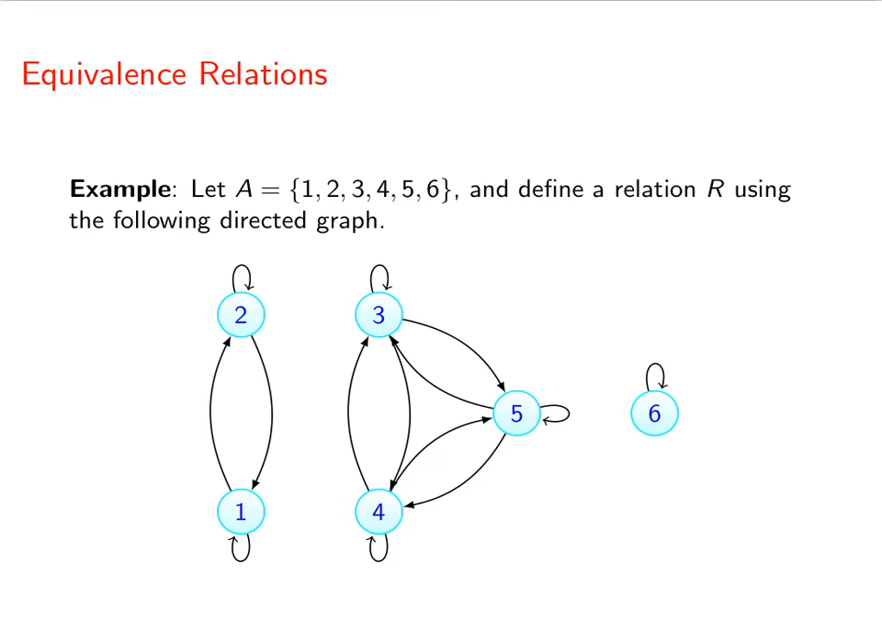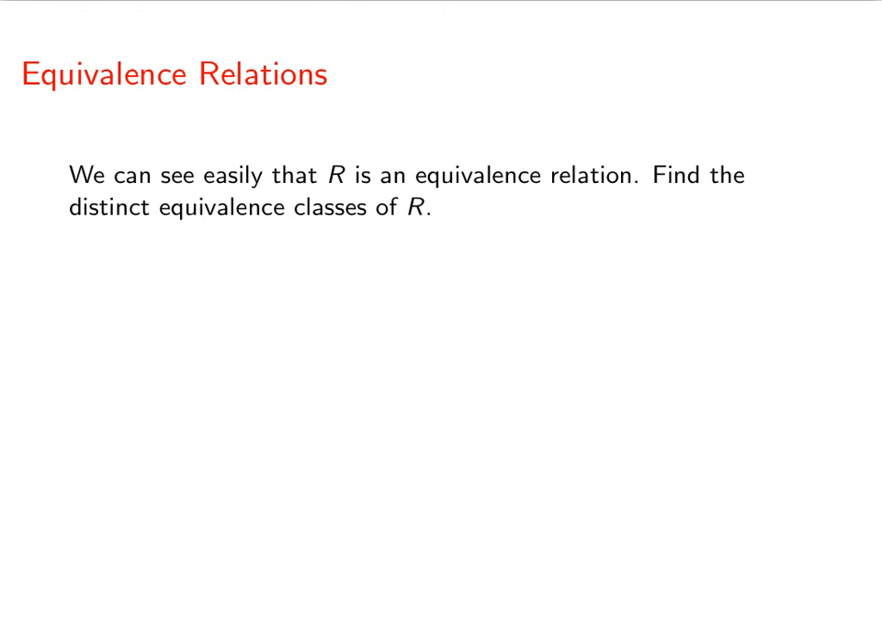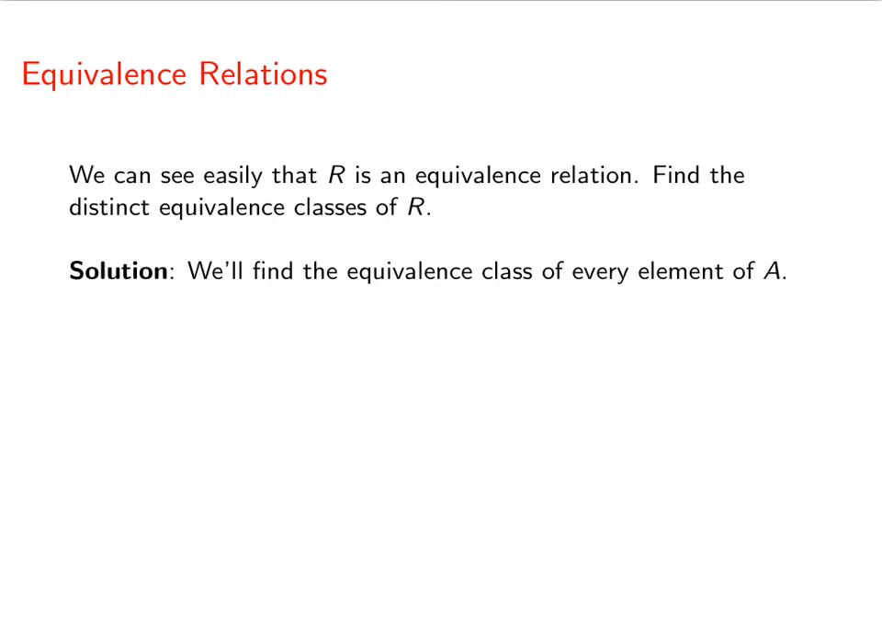And what you should notice is that this is actually an equivalence relation. It's reflexive, it's symmetric, it's transitive. And our goal here is we're going to write down the distinct equivalence classes of R. So what we'll do is we'll find the equivalence class of every element in A, and then that'll lead us to find the distinct equivalence classes.